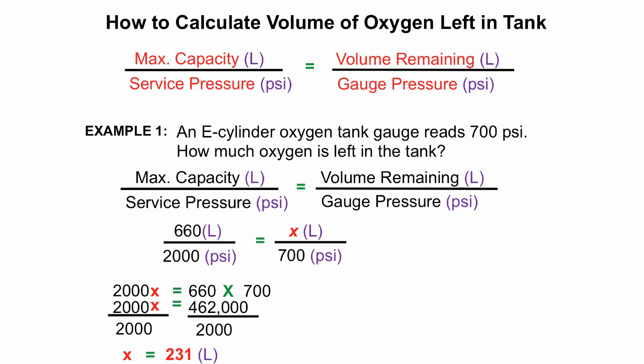So an E-cylinder tank reads 700 psi. How much oxygen is left in the tank? And we know that there are 231 liters left in the tank.